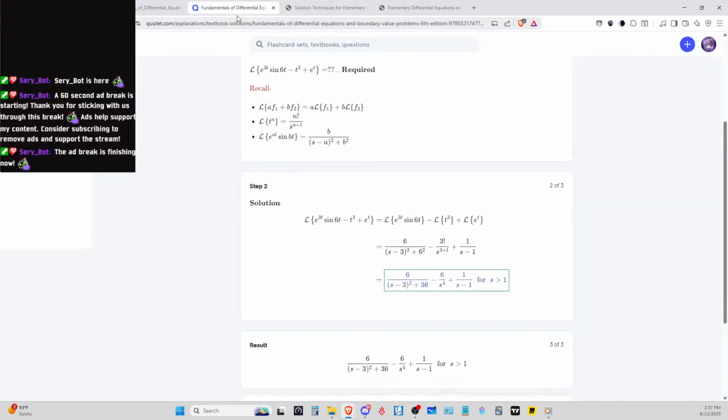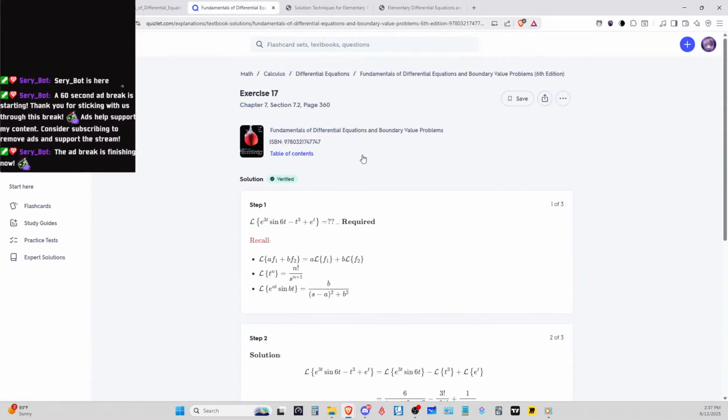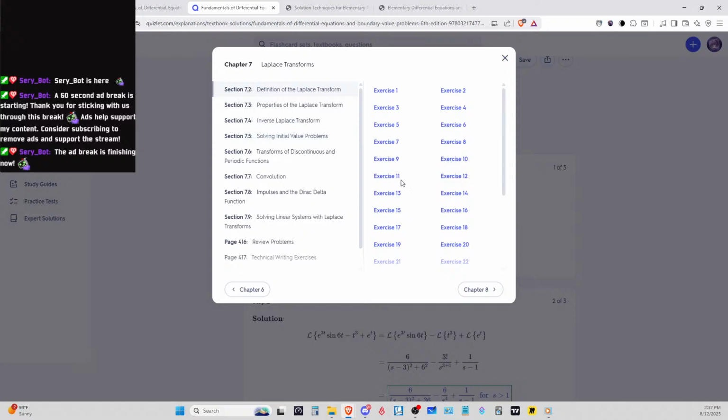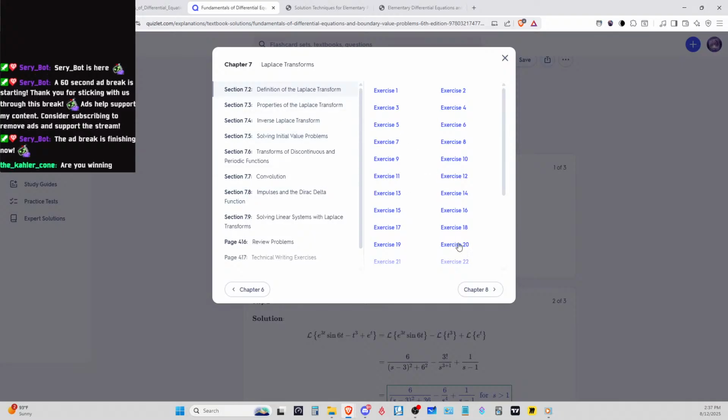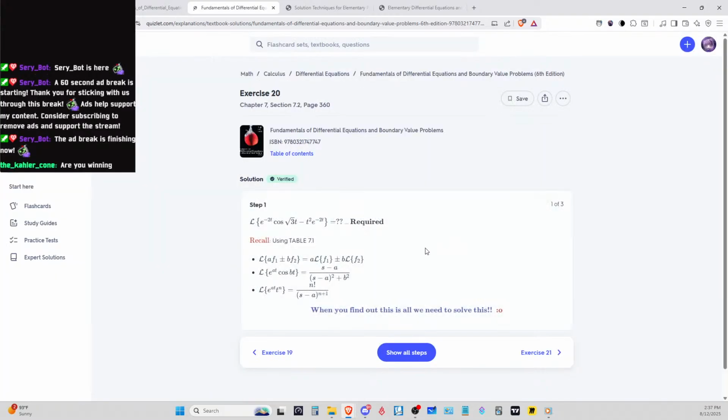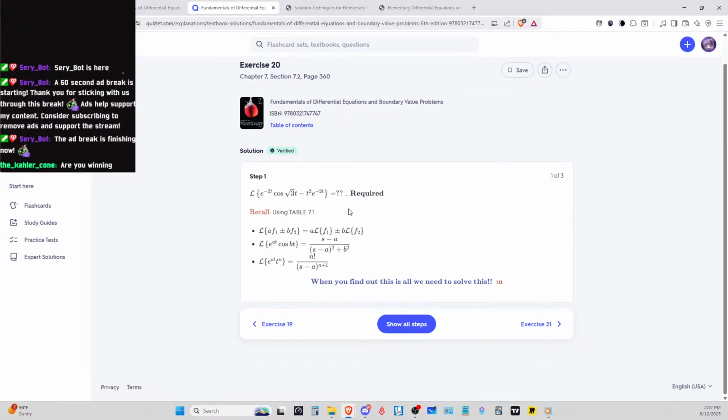So this one's number 20. Table of contents, nice. 20. That's the same problem. Okay, cool. Because sometimes Quizlet is kind of iffy with certain editions. Sometimes I think people put problems from a different edition in where they're not supposed to.